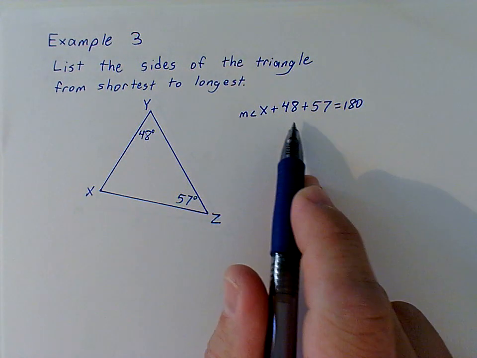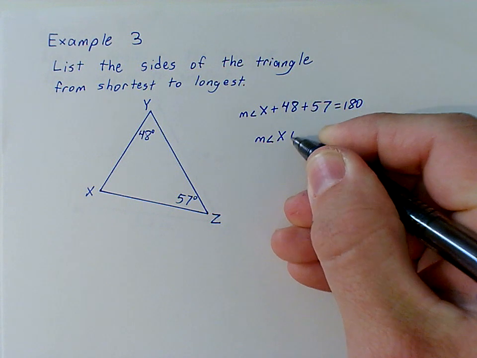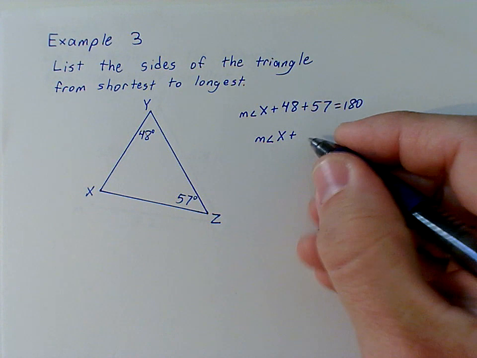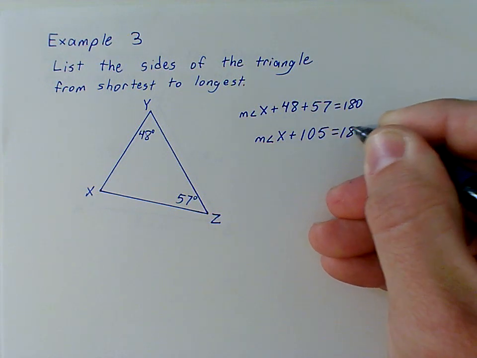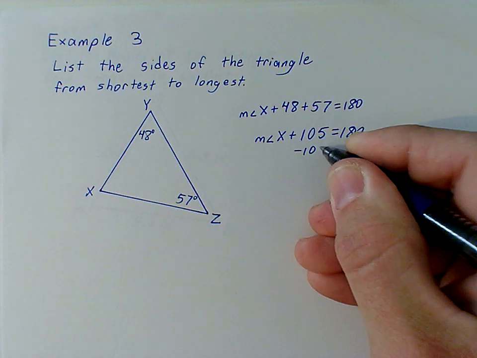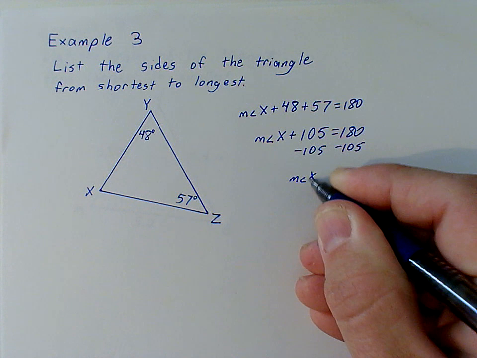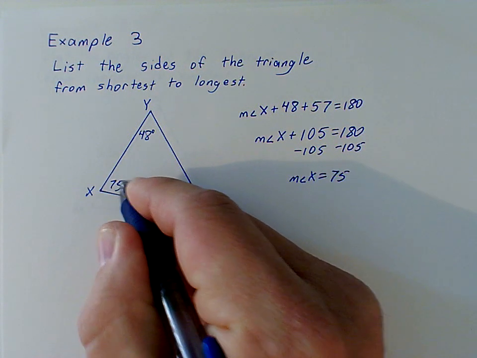Now what I'll do is combine the 48 and 57, so the measure of angle x plus 48 plus 57 ends up being 105, and subtract the 105 from both sides. So the measure of angle x equals 75 degrees. I'm going to go ahead and pencil that in over here.